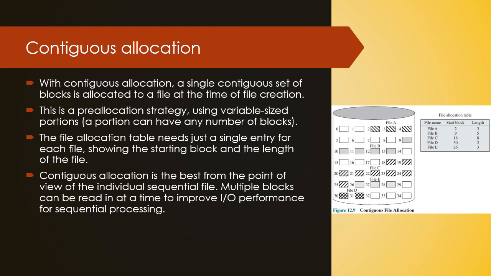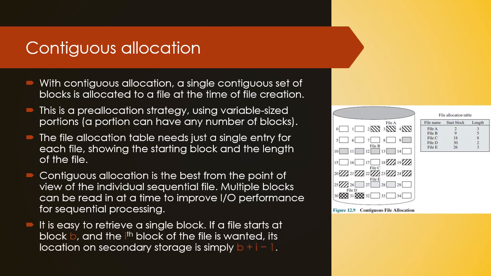Multiple blocks can be read in at a time to improve I/O performance for sequential processing. It is easy to retrieve a single block if a file starts at block B and the ith block of the file is wanted. Its location on secondary storage is simply B plus i minus 1.